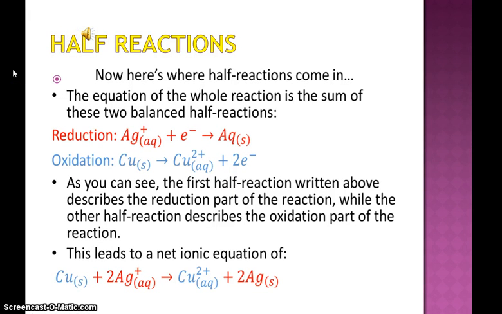Now here's where half reactions come in. The equation of the whole reaction is the sum of these two balanced half reactions. As you can see, the first half reaction written above describes the reduction part of the reaction, while the other half reaction describes the oxidation part of the reaction. This leads to the net ionic equation.